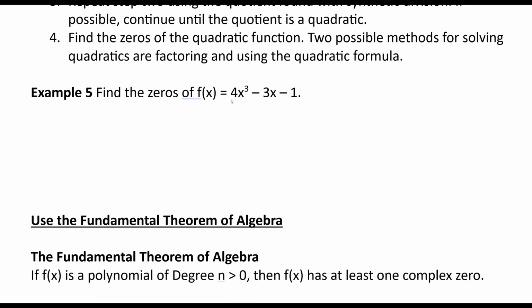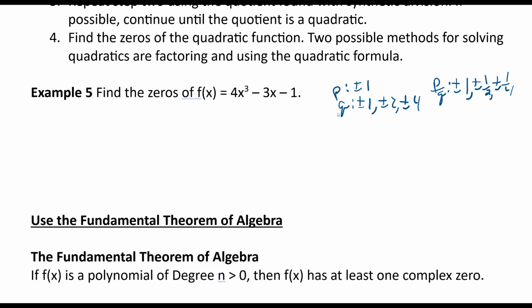Find the zeros of f of x equals 4x cubed minus 3x minus 1. And notice we don't see an x squared term, so we're going to have to make sure that we put a 0 for that. If we look at our p's, they're going to just be plus or minus 1, and our q's are going to be plus or minus 1, plus or minus 2, and plus or minus 4. So p over q's are going to be plus or minus 1, plus or minus 1/2, and plus or minus 1/4.